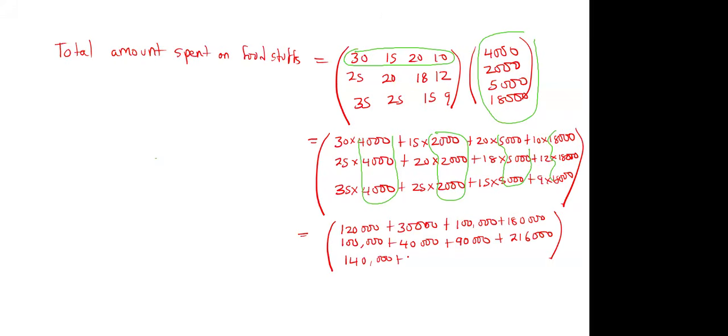140,000 plus 25 times 2, what is that? 50,000 plus 15 times 5, what is that? 75,000 plus 9 times 18. I think that was 18, sorry. This is 9 times 18, which is 162,000. Yes, members, first let me know whether my calculations are okay and we have the same.